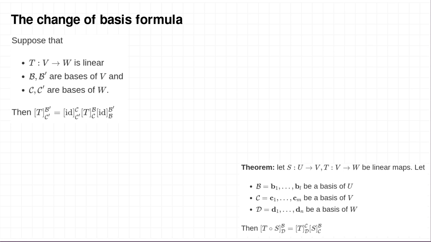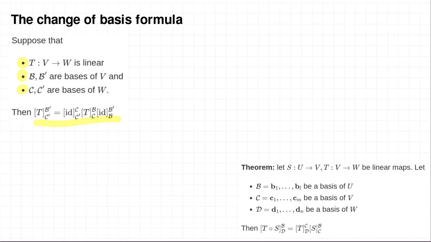So here's a statement of the change of basis formula. It's with precisely the same notation I used on the previous slide. We take a linear map T from V to W. We take two different bases, B and B prime for V, and we take two more bases, C and C prime for W. The change of basis formula then is this equality at the bottom here.